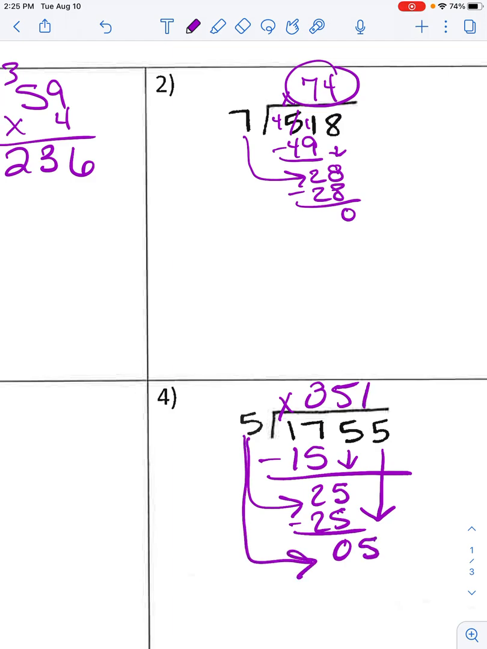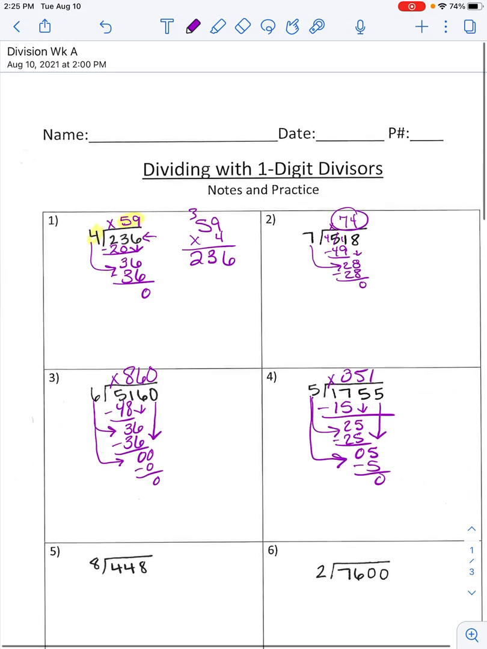5 into 5 goes 1 time. 1 times 5 is 5. Subtract and we have that 0. Okay.